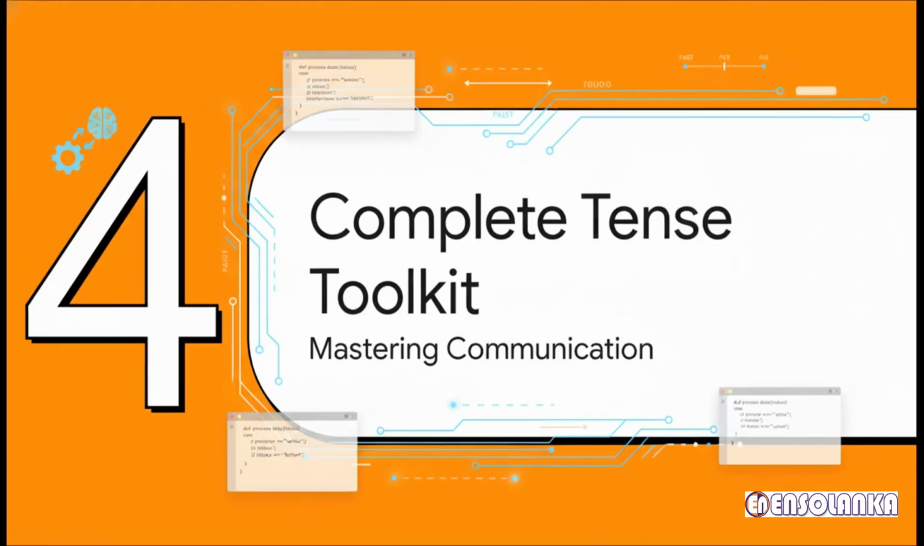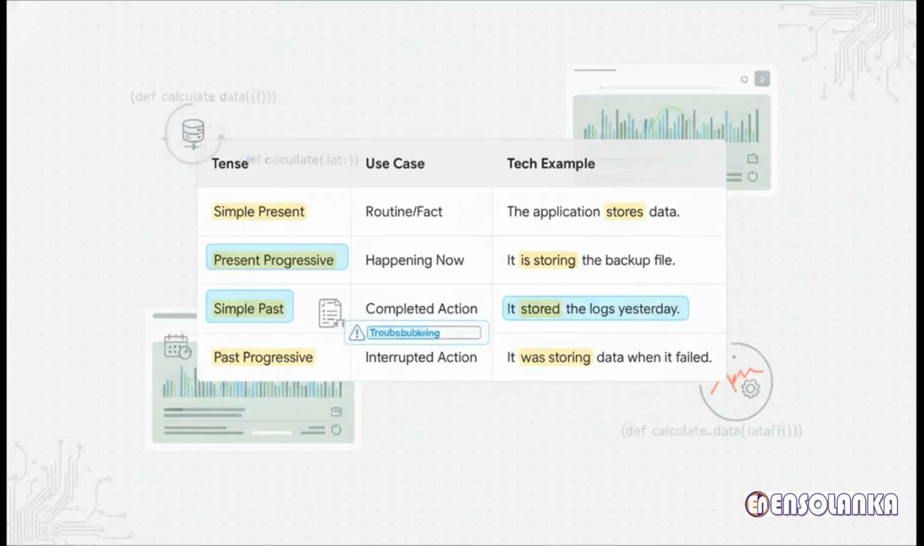Okay, let's bring it all home. I don't want you to think of these as 4 separate random grammar rules. Instead, I want you to see them as a complete toolkit that lets you describe just about any technical situation with total clarity. This table right here is your ultimate cheat sheet.